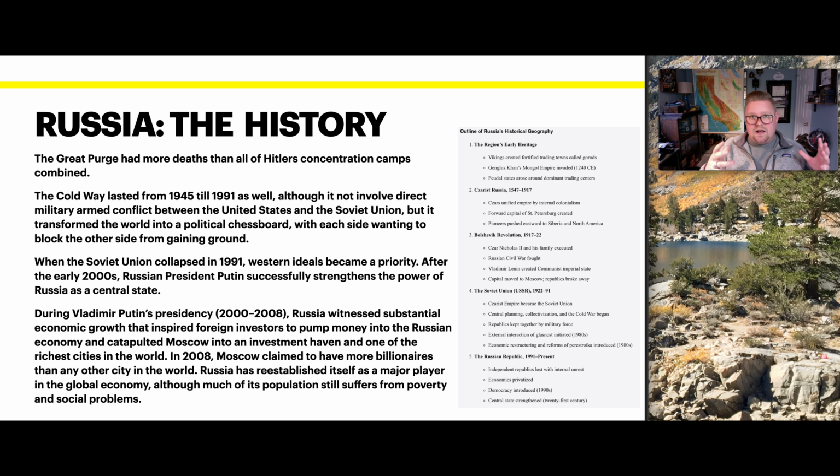So although we did see that these central points became rich very quickly because of investments and exports, unfortunately, the population as a whole still suffers from poverty and extreme social problems.